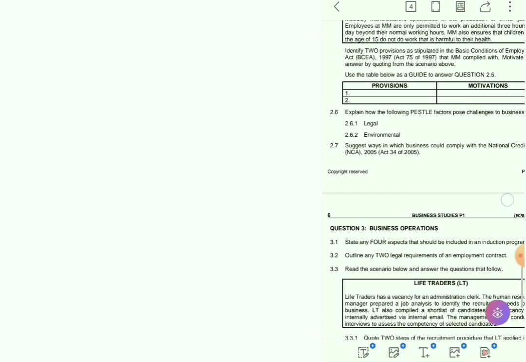2.7, suggest ways in which businesses could comply with the National Credit Act, NCA. Okay, this one is trouble. This one is very, very trouble. Even I myself, when I was doing matric a long time ago, got this one wrong. But now, because I practice it, I'll definitely get it right. So let's begin. It's very difficult, so just check out my answer sheet. Wait for a minute.